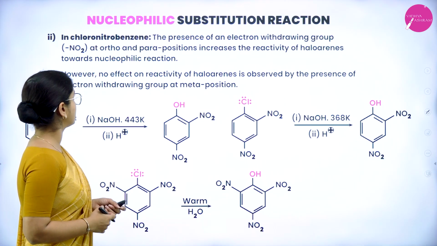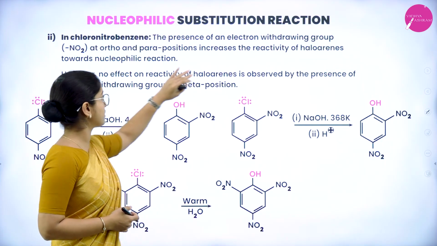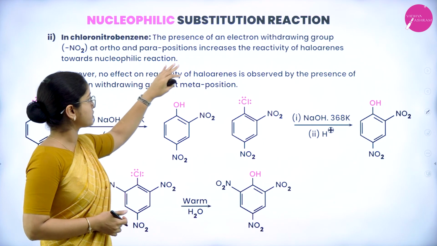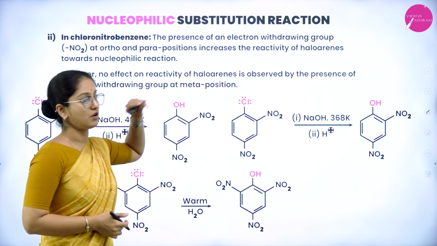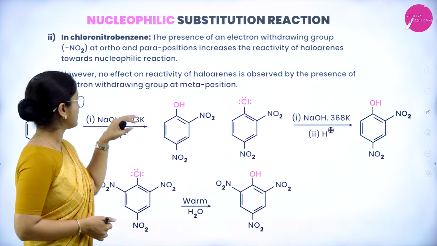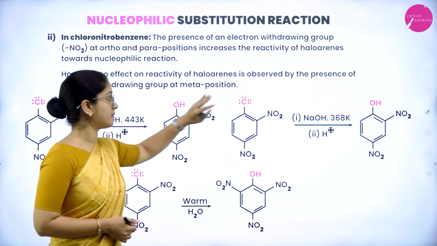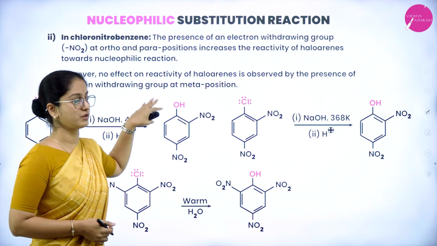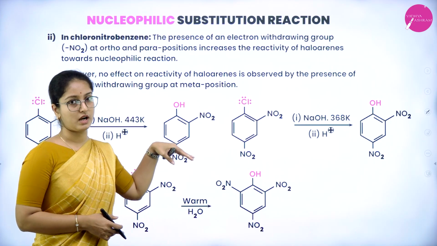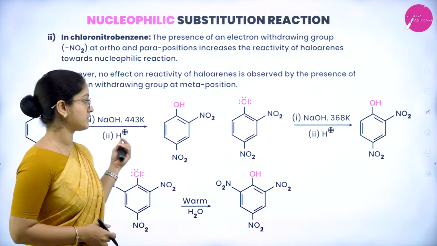Next is chloronitrobenzene. The presence of an electron withdrawing group, that is NO2, at ortho and para positions increases the reactivity of haloarenes towards nucleophilic reaction. Therefore, no effect on the reactivity of haloarenes is observed by the presence of an electron withdrawing group at the meta position. So it is only about ortho and para positions wherein we can see the substitution reaction.